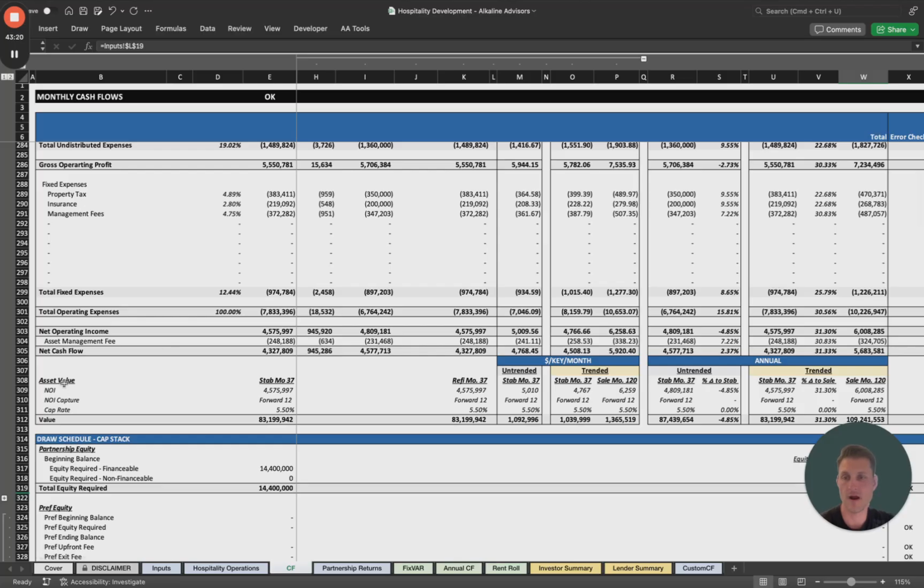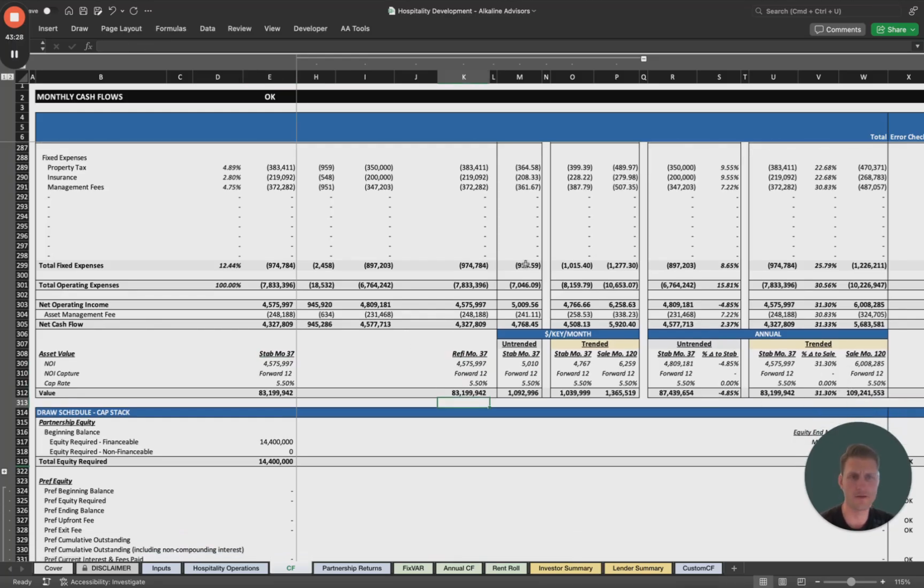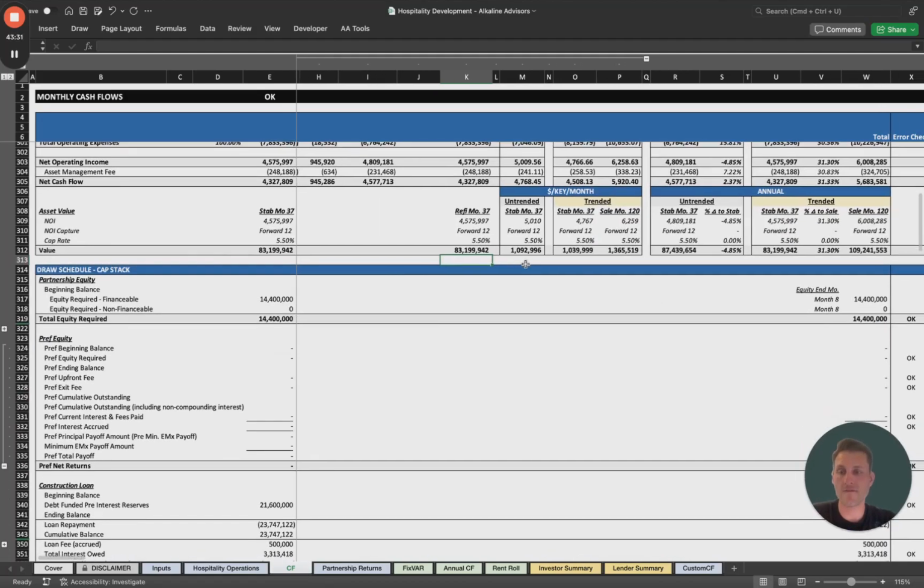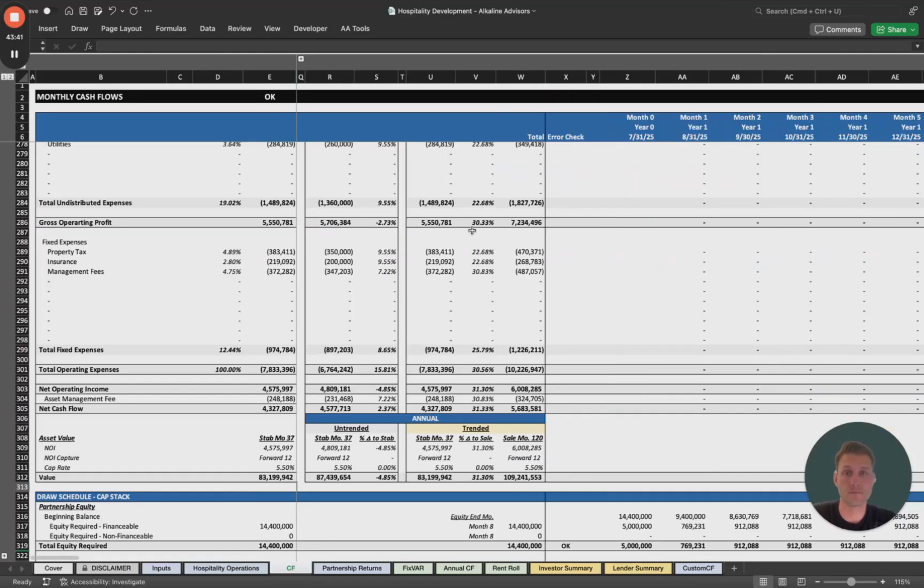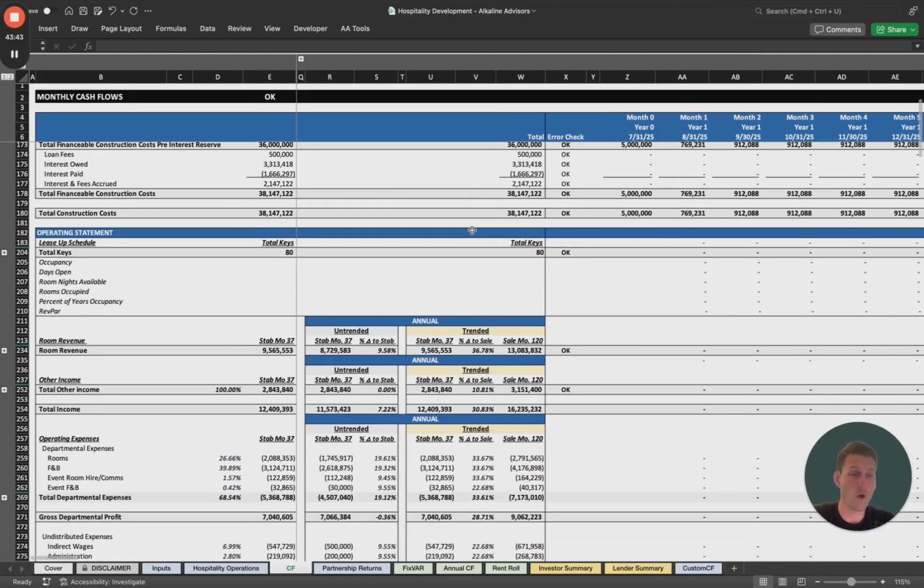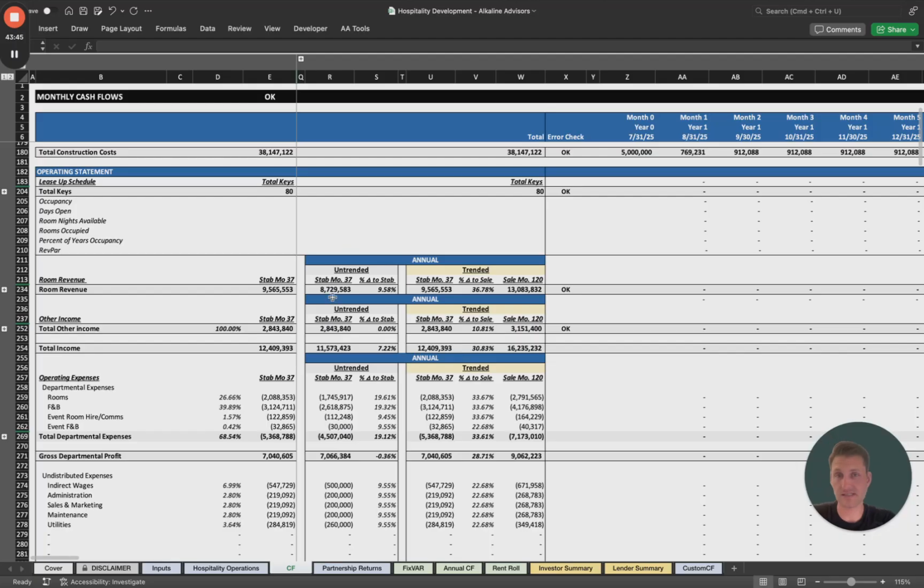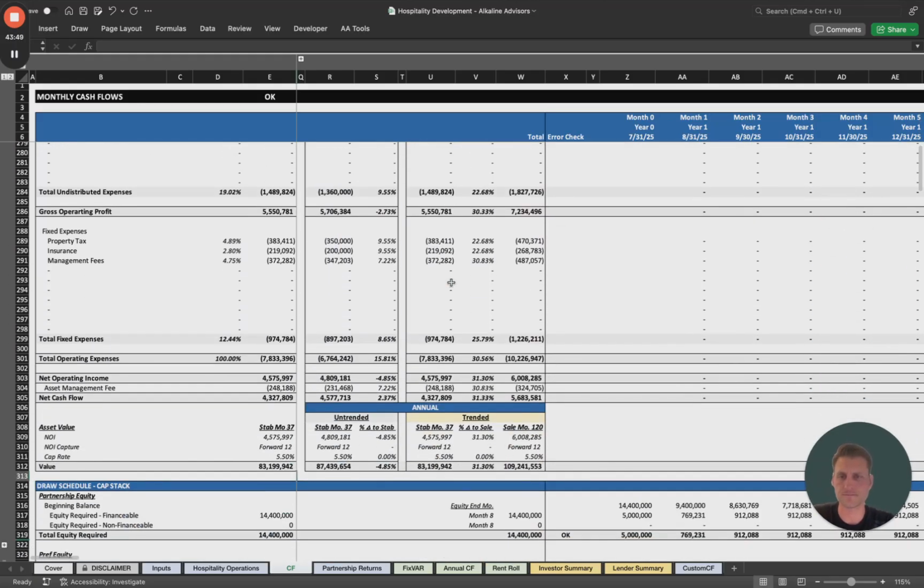And then you can derive the asset value. You could see what that looks like at stabilization, at refi, at sale, and you can compare them to one another. So next we have the capital stack. By the way, we can also hide this section. And now it's not as overwhelming. It doesn't have as much information. It just has that snapshot at an annual basis comparing untrended to stabilized to sale.